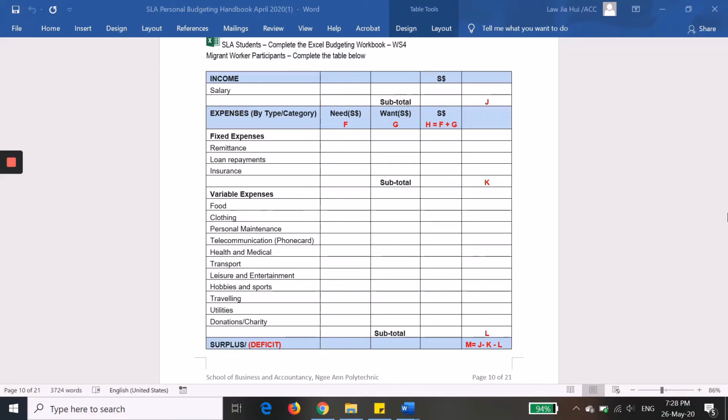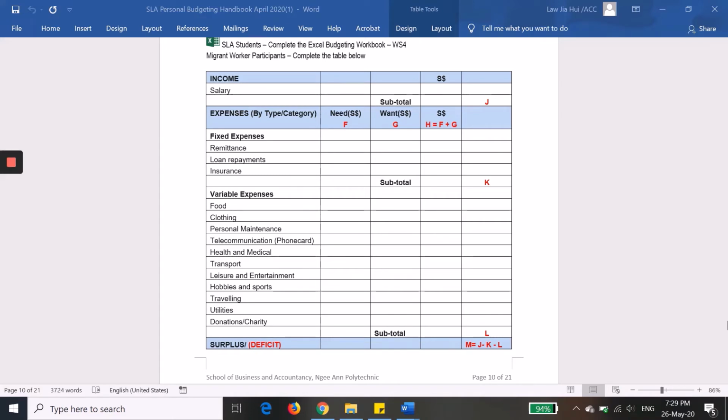So after you write down your expenses for the month, you can add up the needs and wants and write them in this column H. So for example, if you spend $20 on food, which is needs, and $10 for wants under food, you add them together, $30, and write them under H. After you do that for the entire column H, you can do a subtotal for this entire table. So you can do a subtotal for income first, and then you write them under J, and then fixed expenses under K, variable expenses under L, and at the end you can take J minus K minus L, and you'll reach your surplus or your deficit.